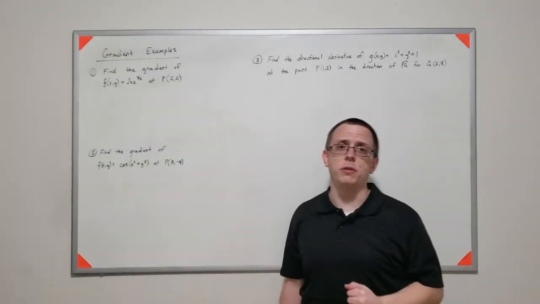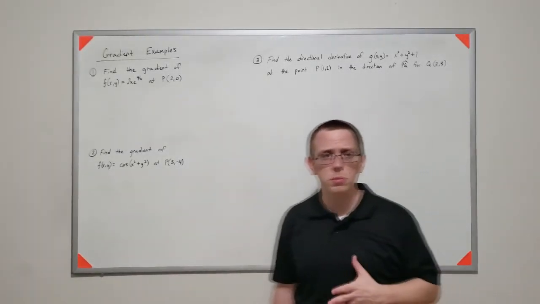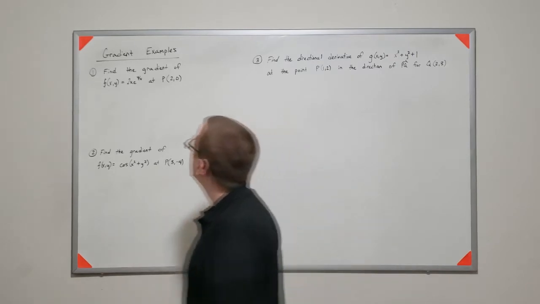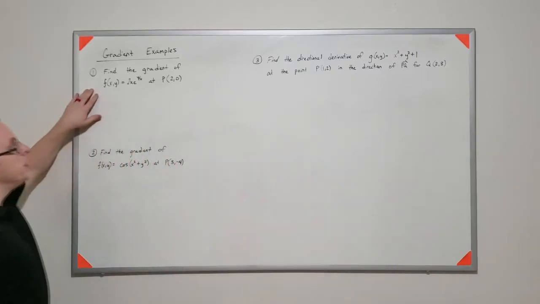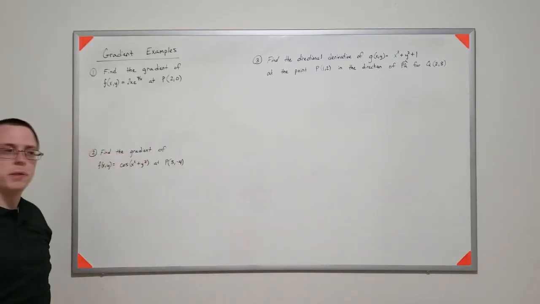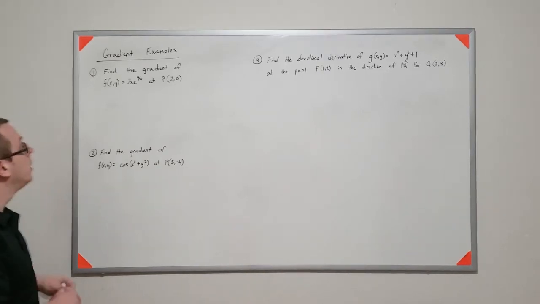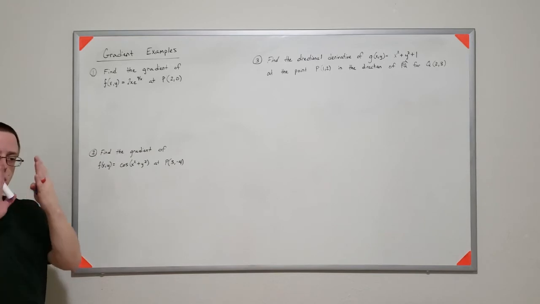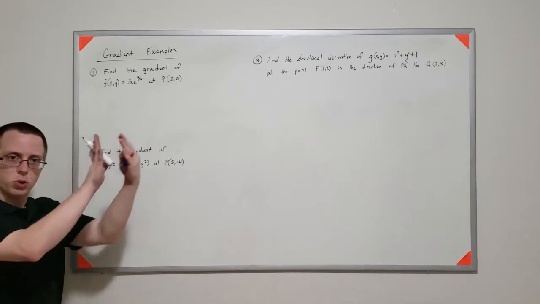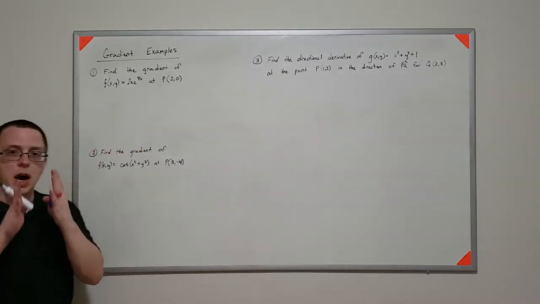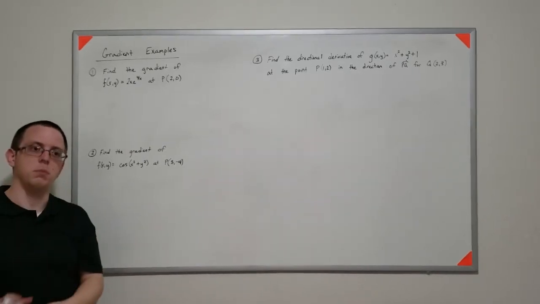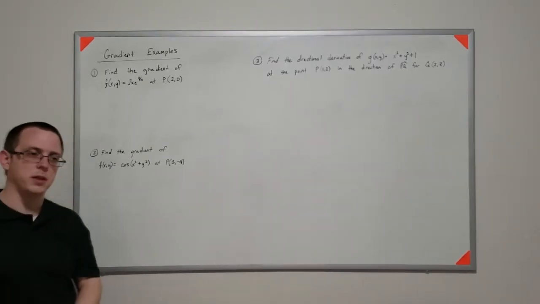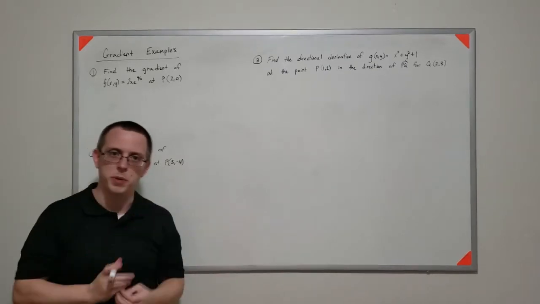With the basic definition of the gradient behind us, let's use it to compute some information. Let's find the gradient of this function at this point. So let's just walk through it. Remember that the gradient of the function is simply the component-wise partial derivatives. So the i component will be the x partial, or the partial with respect to x. The j component will be the partial with respect to y.